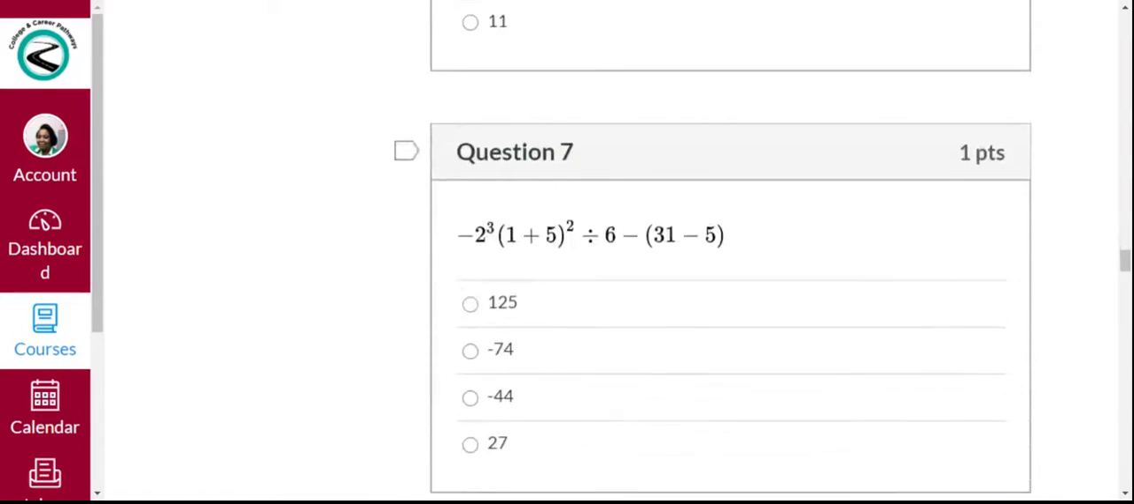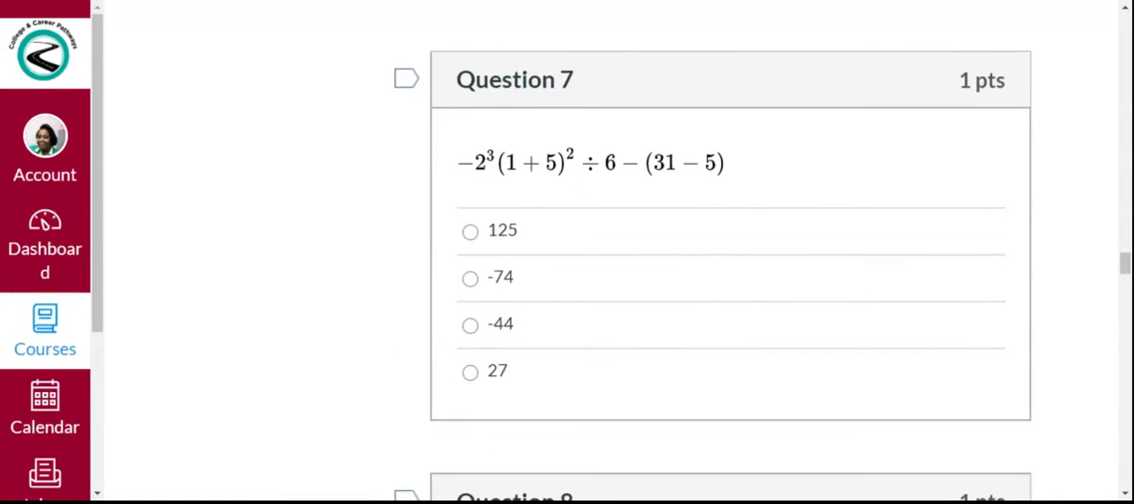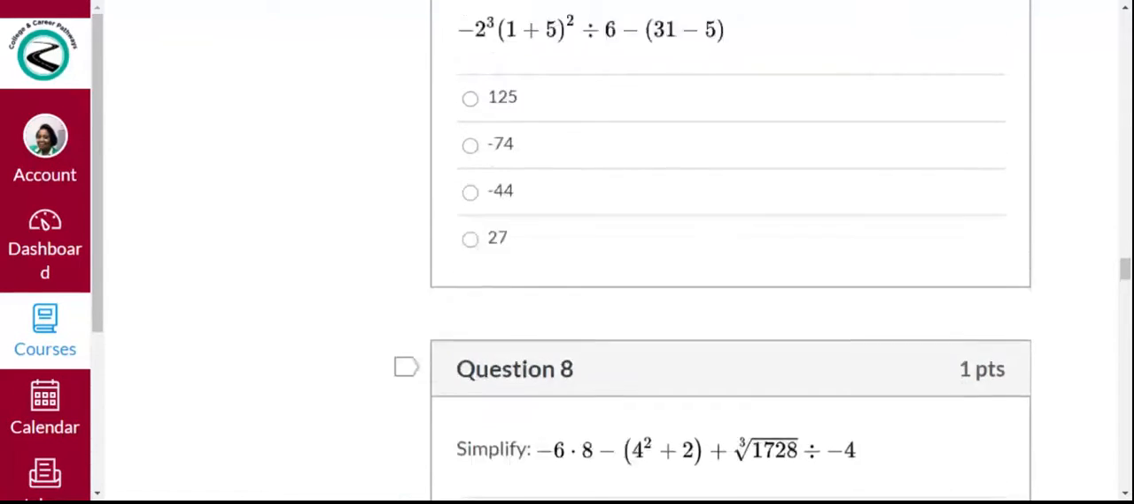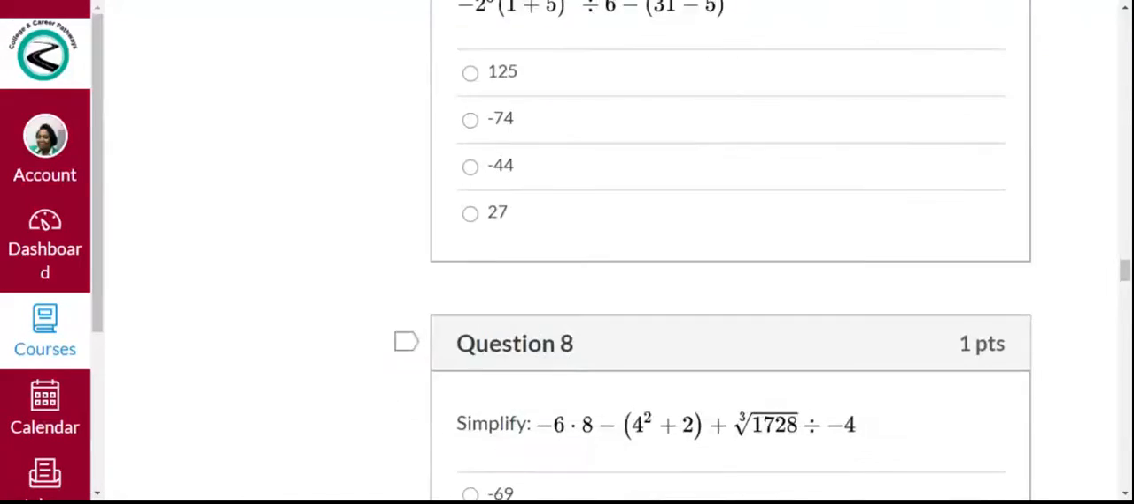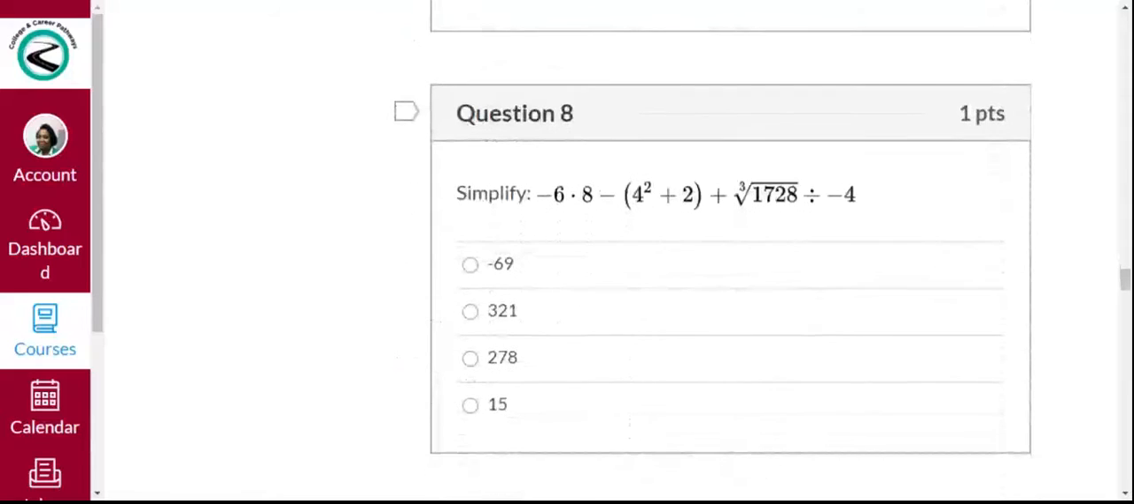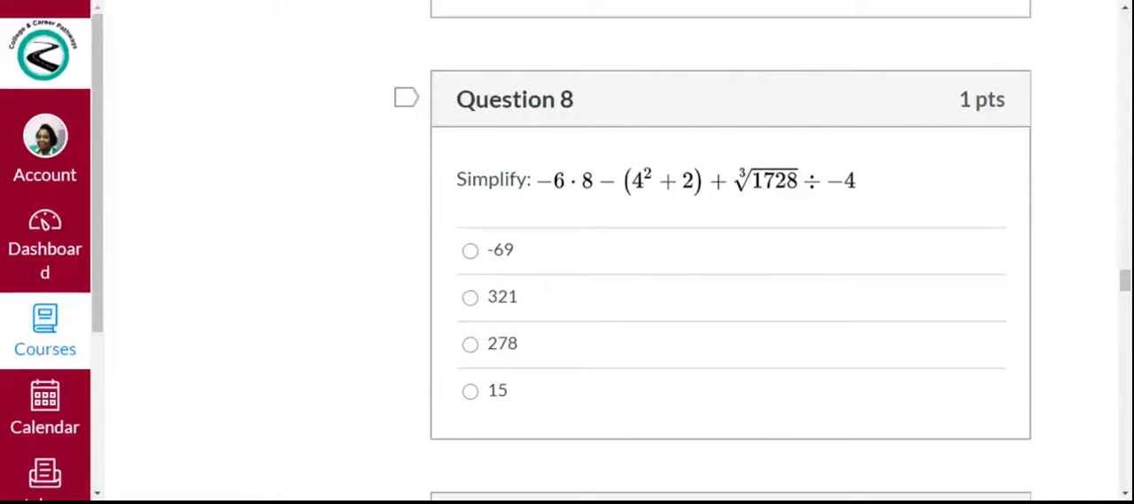And let's do maybe 2 more, because I think you have a total of 16 here. Well, both of these are very similar. Let's do the one with the square root in it. Let's do number 8. Simplify -6 times, that little dot means times, 8. And you subtract, in parentheses, 4 squared plus 2 plus the cube root of 1728 divided by -4. Let's do that one.